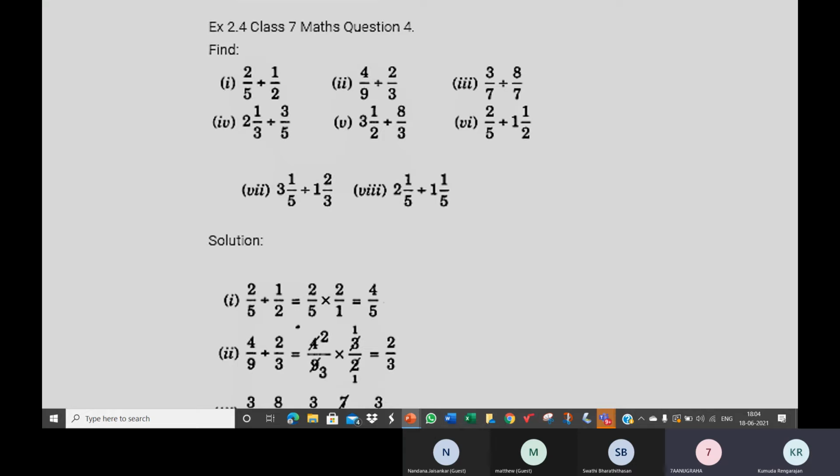So when does the role of the LCM come in? Only when there is addition and subtraction, and that too when the fractions are unlike fractions. LCM is used only when the fractions are unlike fractions, and that too for addition and subtraction, not for multiplication and division. For multiplication and division, we don't need LCM. We can straight away multiply the numerators and multiply the denominators.